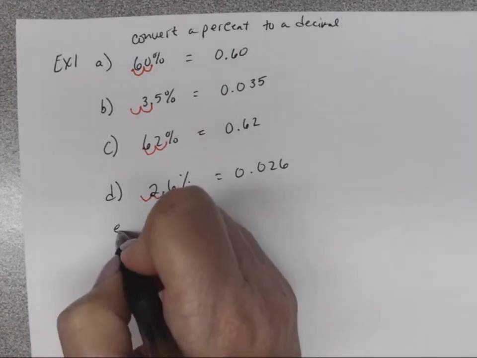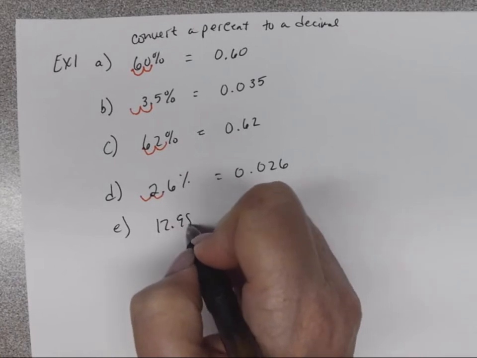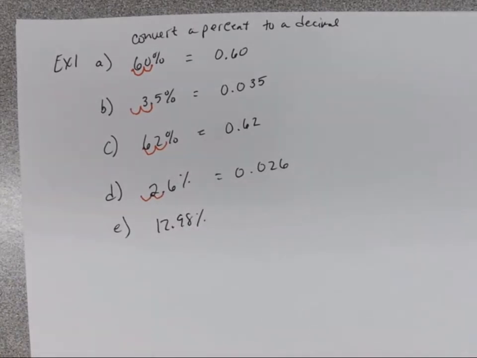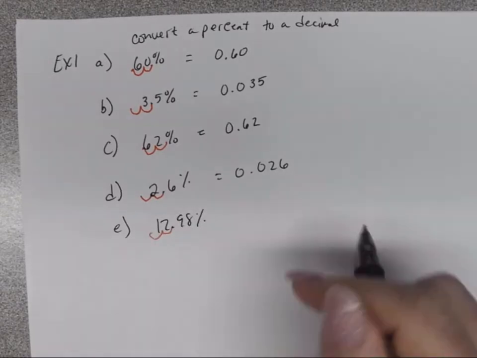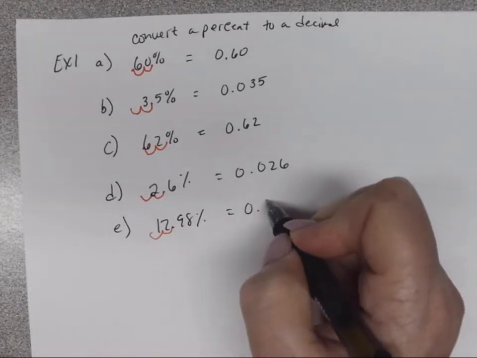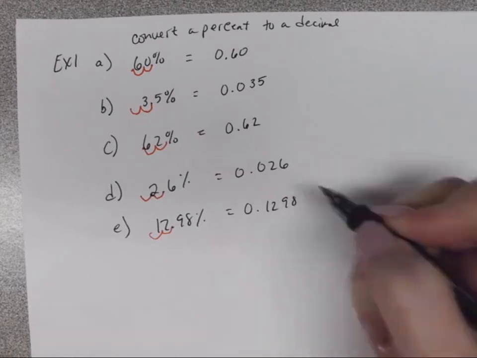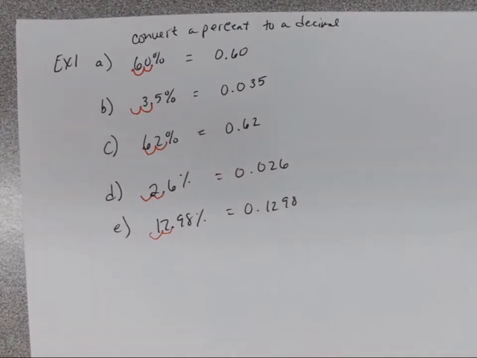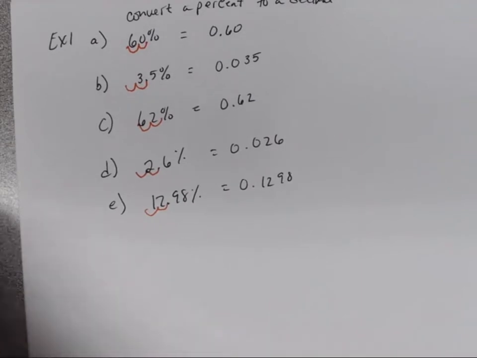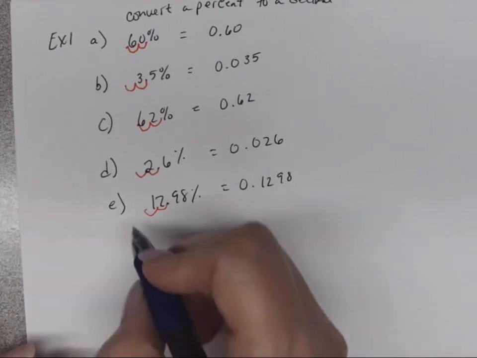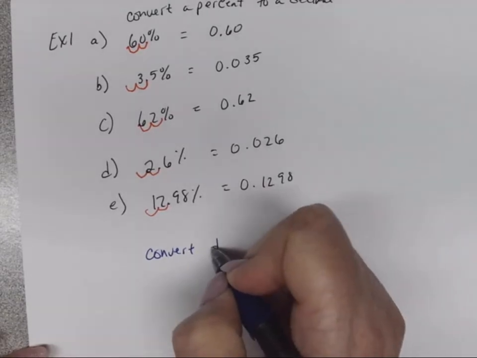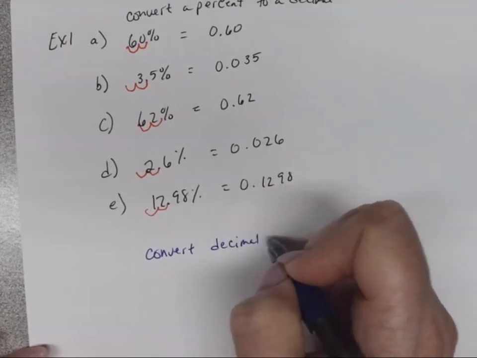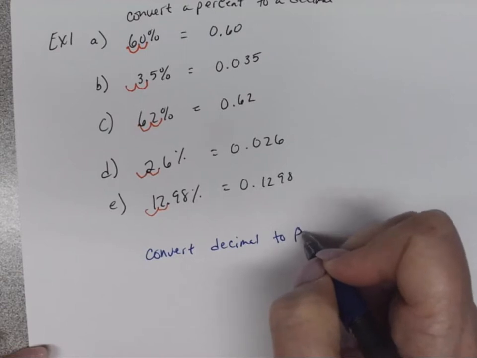And if we have 12.98%, when we move it 2 places, then we'll find that we have 0.1298. So that's converting from percent to a decimal. Now let's convert decimals to percent.